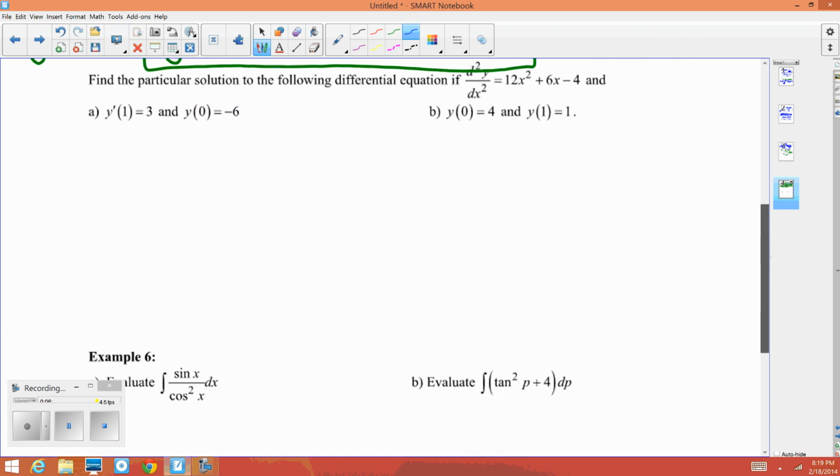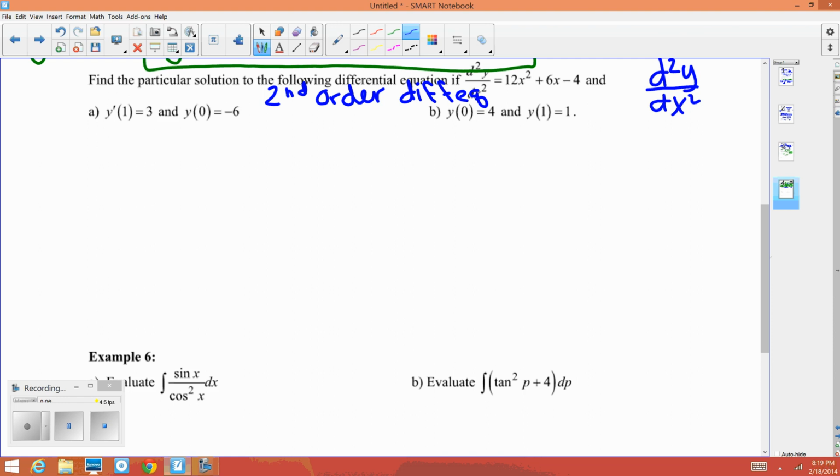Let's try another one here. Now this time, because it is in this notation, you're not going to be required to do that separating the variables, because you're not quite ready for that. This is called a second order differential equation, or second order diff EQ, because it's a second derivative.